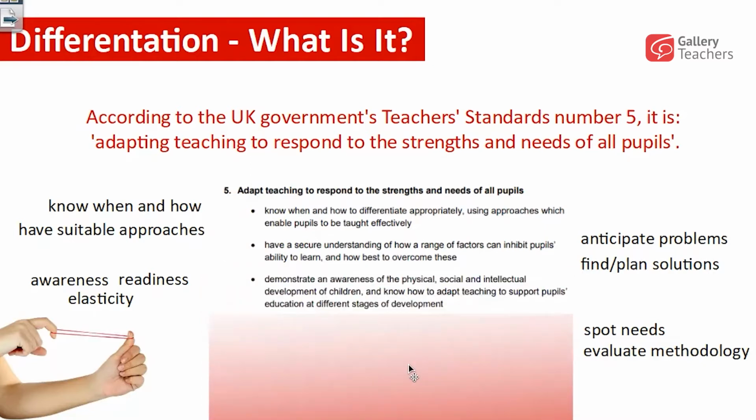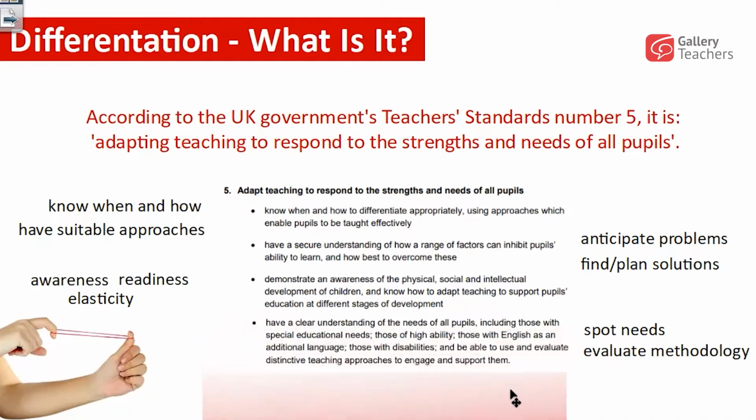Demonstrating an awareness of the physical, social, and intellectual development of children, and knowing how to adapt teaching to support pupils' education at different stages of development. So this is about our awareness, understanding, readiness. When is a child or an adult ready to move to the next stage? And that flexibility, the adaptation, which I'm going to think about as elasticity, and have the image of the elastic band, which you can pull, really stretch it, or you can make it much shorter.